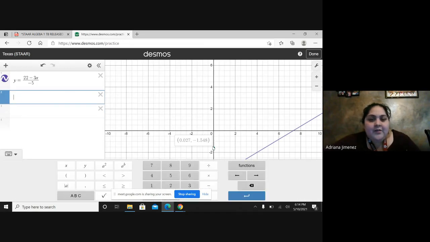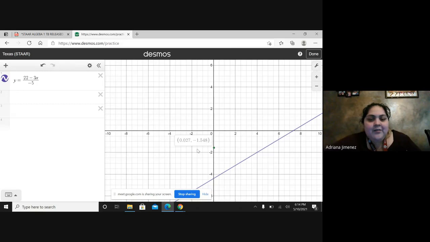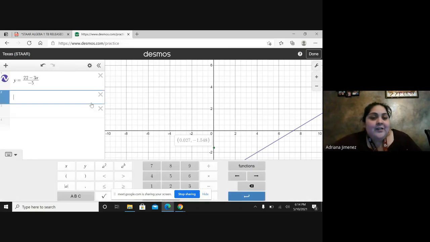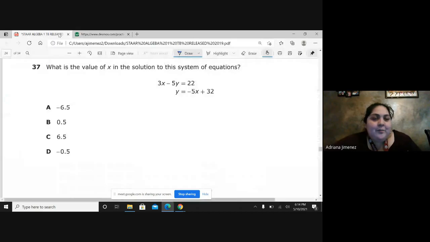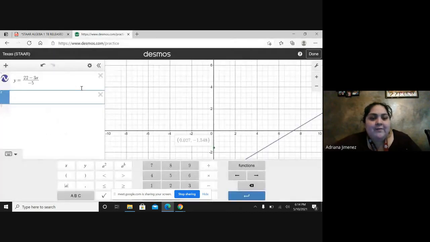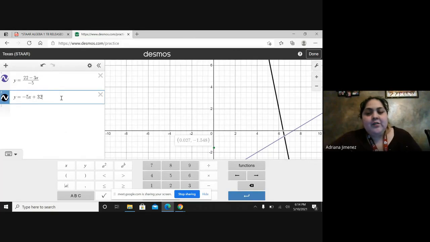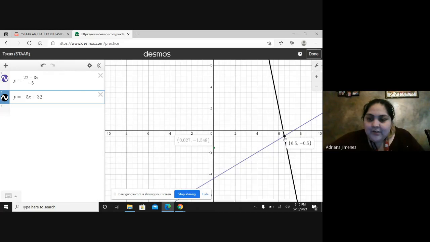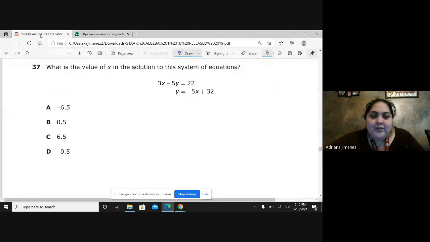Now we're going to type in the answer choice. The other equation says y equals negative 5 plus 32. And all I'm going to do is click on where these two things intersect. 6.5 and negative 0.5. Let's go look at what answer choice it wants.